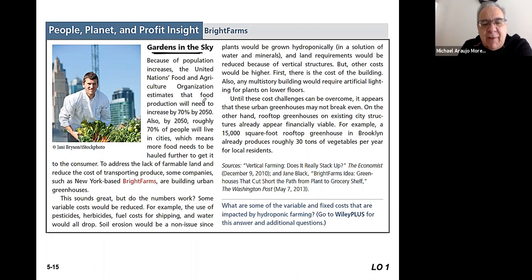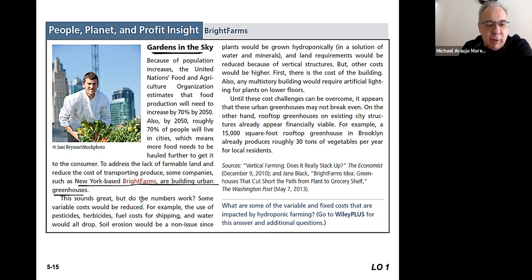So here they have an interesting story because the food production is going to need to increase. And of course, the earth is running out of, we have a lot more people and a lot less land to grow food. So where are we going to get all that food? Well, that's very interesting because they have a New York company called Bright Farms that is building basically urban greenhouses, right? And so it's very interesting that they're doing this.